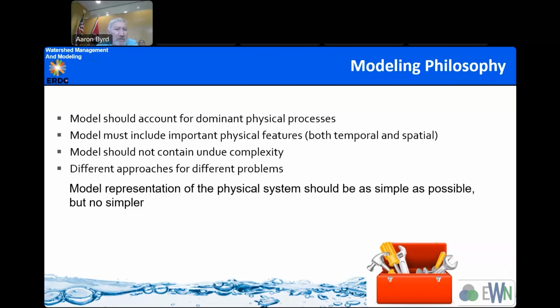A lot of people, when they've been doing an empirical type approach, and then they see the physics-based approach, they want to model an enormous basin at 10 meters so they can catch every rooftop, and that's not helpful. A big thing is that the model approaches are different for different problems. There's no best model for everything. So you should use different models for different problems. And the model representation of the physical system should be as simple as possible, but no simpler.